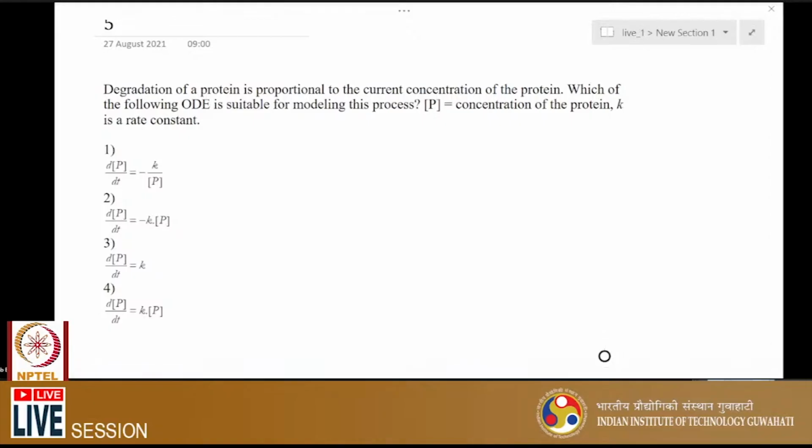Okay, so let us look into this problem. We will learn to model degradation of protein, degradation of mRNA, death of cell, and all these things. But even before we learn that in the lecture, here is the problem where we are saying degradation of a protein is proportional to the current concentration of the protein. That means the rate of degradation, obviously, although it is not written here, is proportional to the concentration, right?